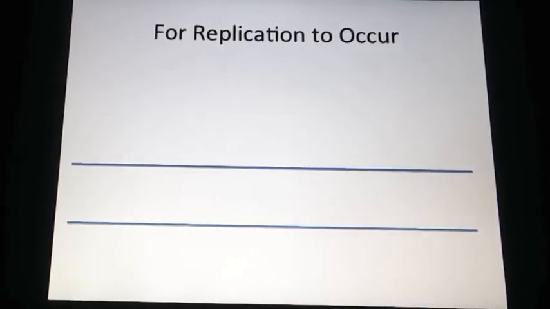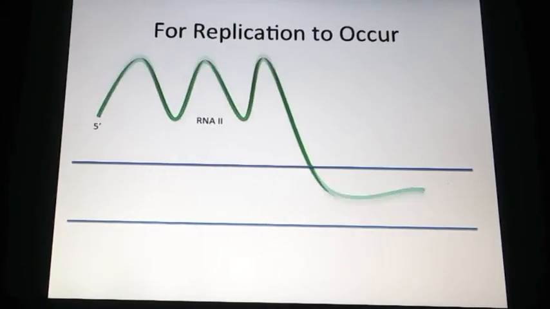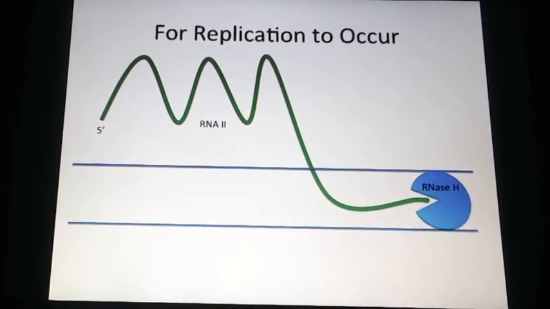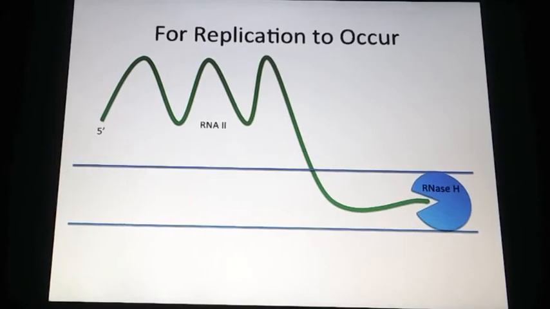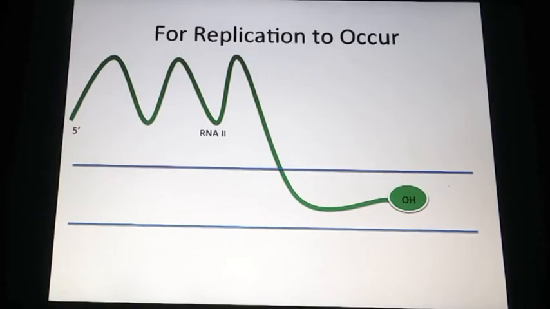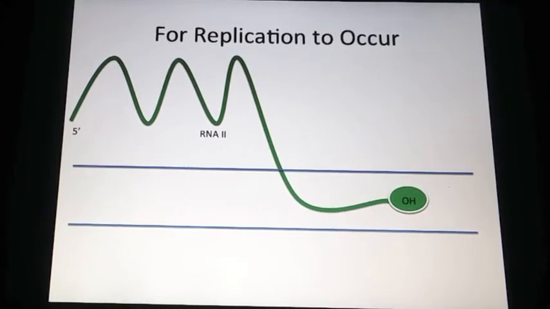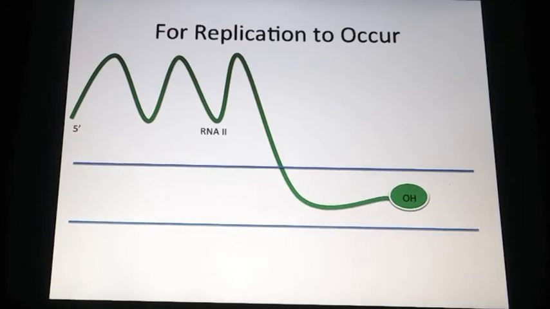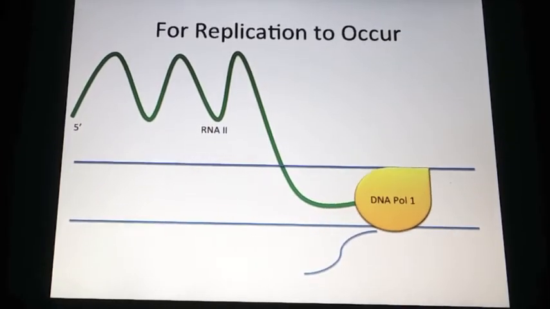From there, the RNA transcript moves to the origin of replication, forming an RNA-DNA hybrid. Then the endonuclease RNase H comes in and cleaves the 3' end of the RNA. The cleavage by RNase H leaves a free 3' hydroxyl group. This free hydroxyl serves as the primer for DNA polymerase I to come in and replicate the plasmid DNA.